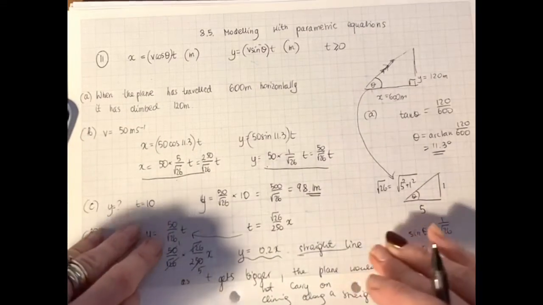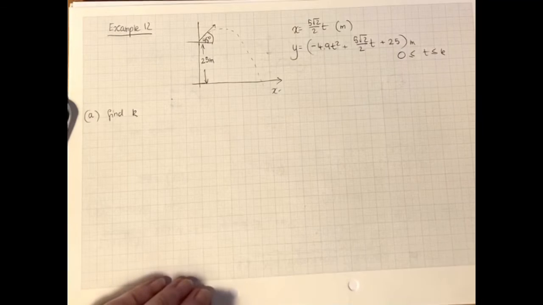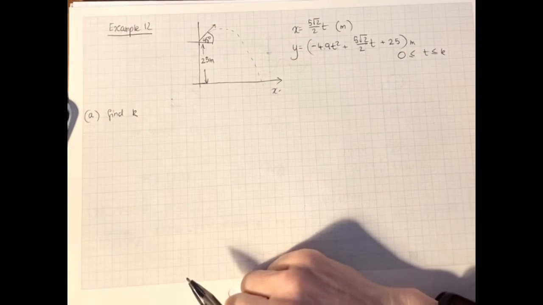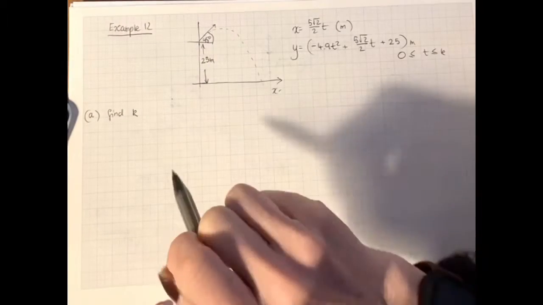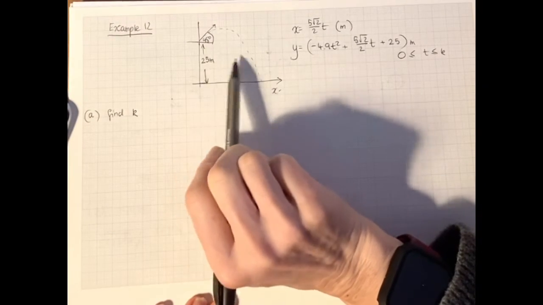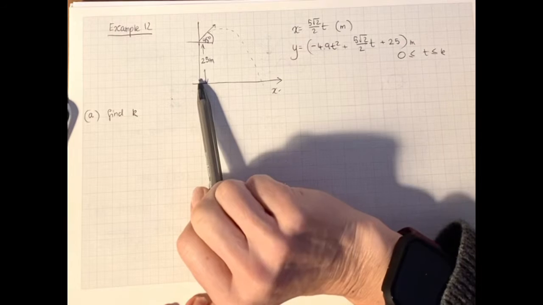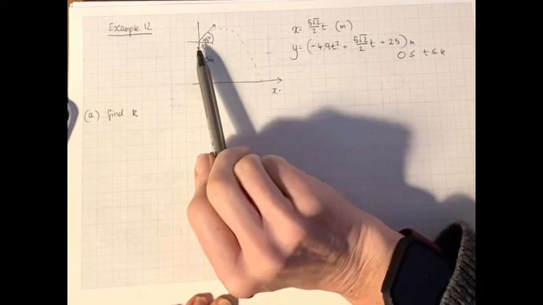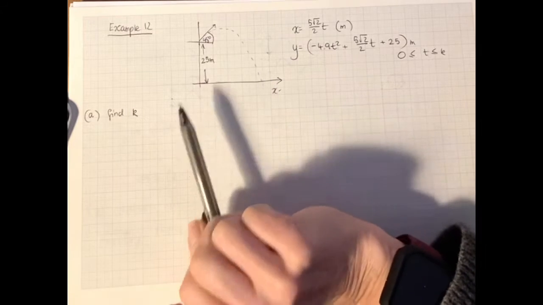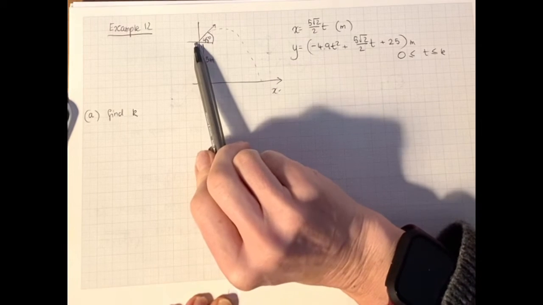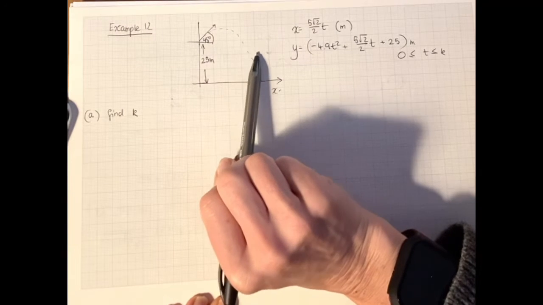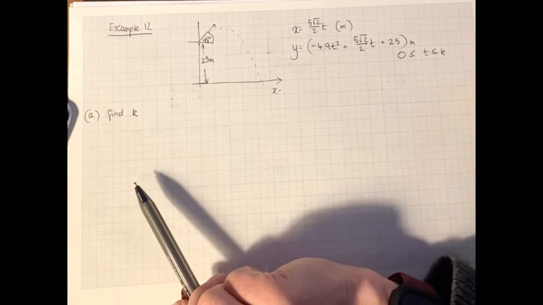Okay, let's move on to example 12. With example 12, we've got a stone that's being thrown from the top of a cliff, which is 25 meters above sea level, or ground level. And here is the path of that stone. It looks like a parabola. So it's being thrown at 45 degrees to the horizontal, and then it curves itself and falls down.